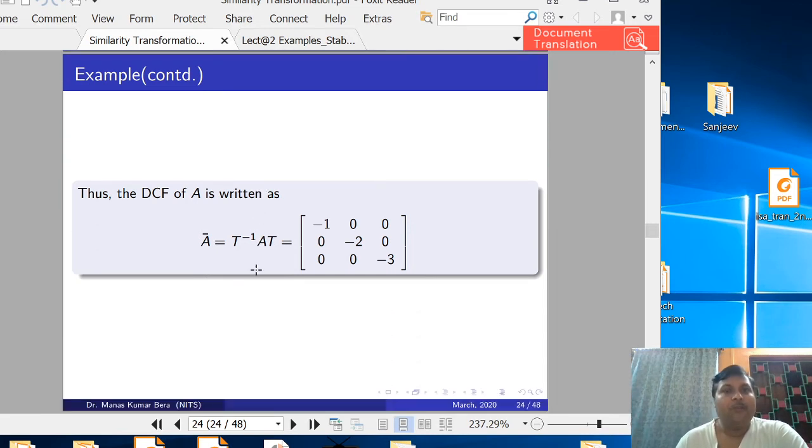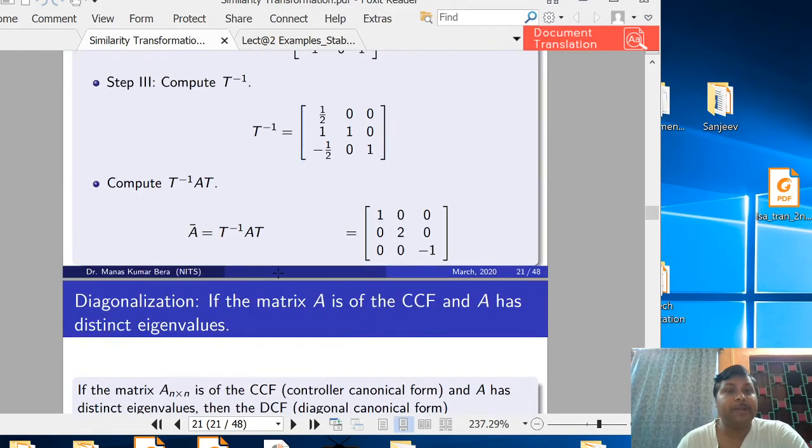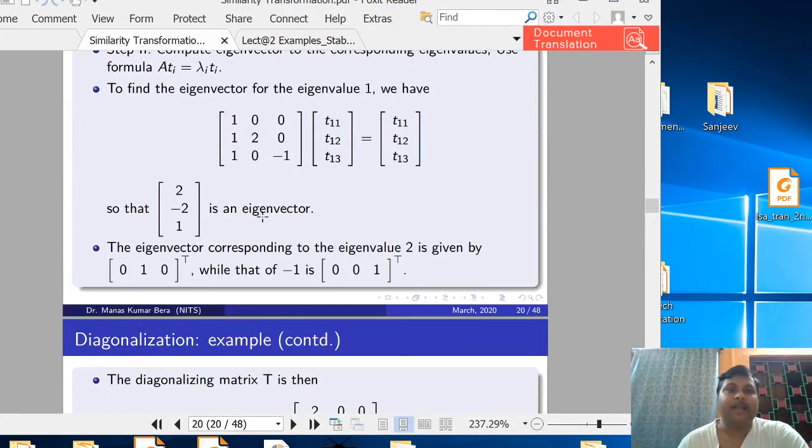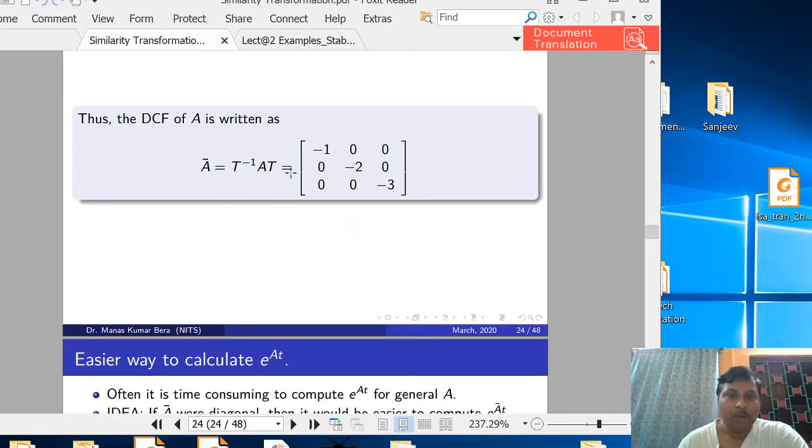Now the second question is why we do this diagonalization. At the beginning one question was asked: can we transform using a similarity transformation to something simpler than the original? What simplicity can we expect if a system is represented in diagonal form? One thing you can easily conclude is that if the system is in diagonal form, all the diagonal elements are the eigenvalues of the A matrix, so you can comment on the internal stability of the system. If the system is asymptotically stable, then all the eigenvalues should be located in the left half of the S plane, or have negative real part.